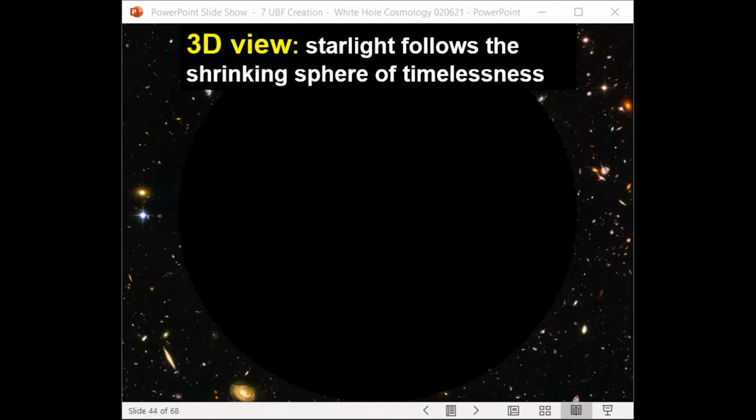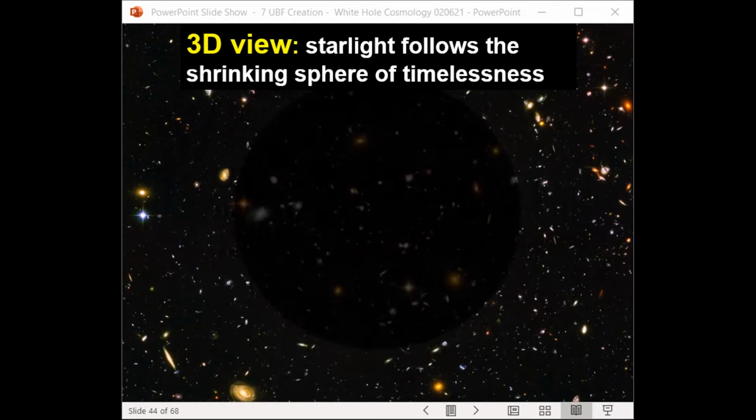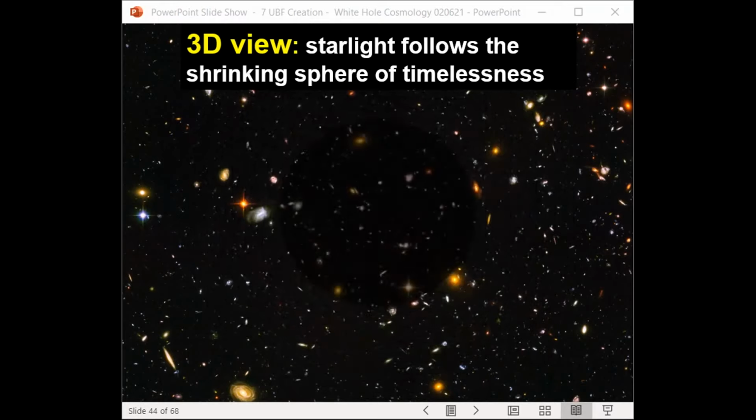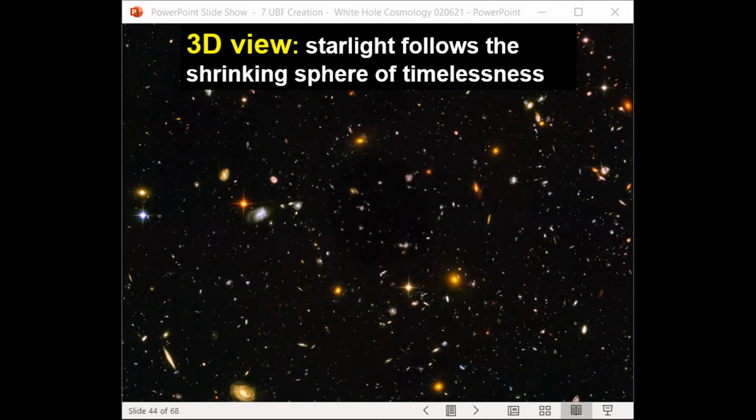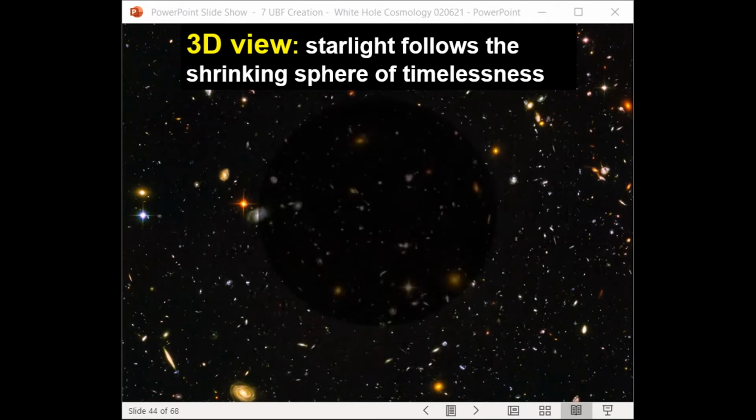So what happens in the 3D model? Let's take a look. Okay, it shrinks. Can you see it? It shrinks down. You have this entire sphere, and it shrinks down. As God stretches the heavens.